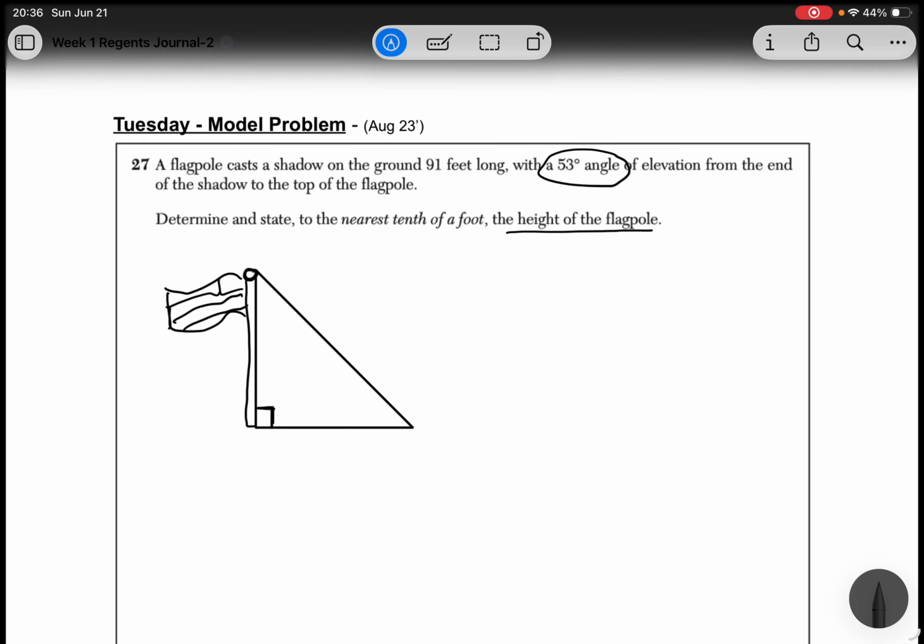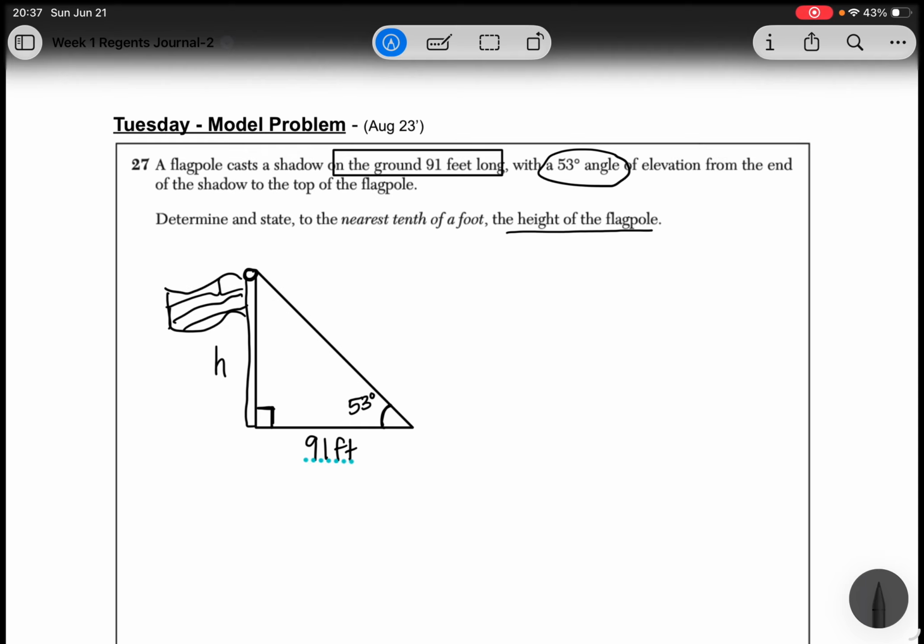Pretty flag. Okay, so we need to find the height of the flagpole. Since we're finding the height, we know that this side is going to be labeled as H because it's automatically going to be our height. The flagpole casts a shadow on the ground that's 91 feet long, on the ground being the key part. On the ground is going to be the bottom of our triangle. So 91 feet. And then we have a 53 degree angle of elevation from the end of the shadow to the top of the pole. The only angle that is at the end of the shadow and points towards the top would be this angle over here, in case you didn't understand elevation. And this one we're going to label as 53 degrees.